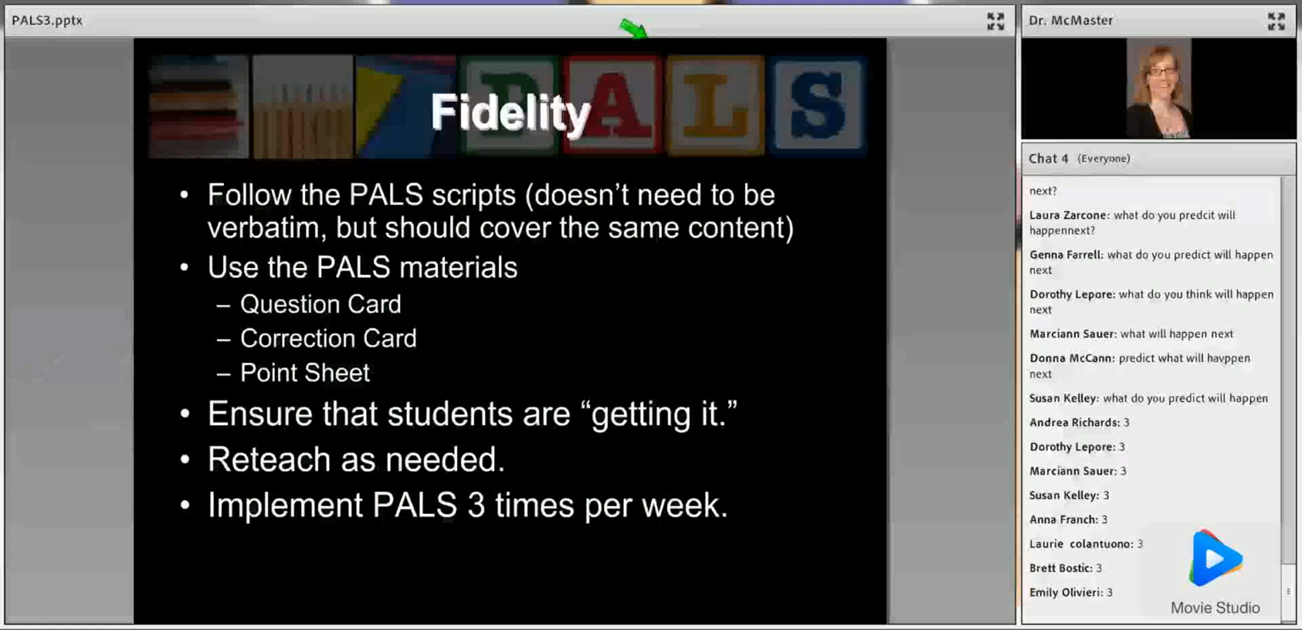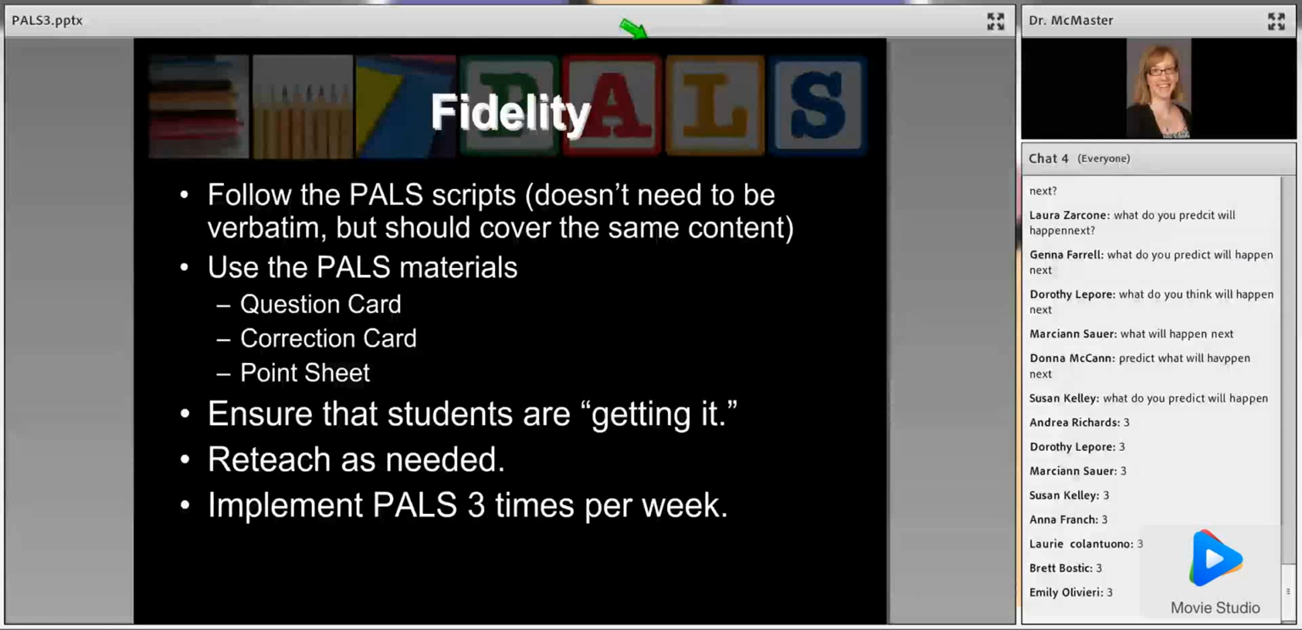This is just my fidelity reminder. We talked about this last time. But just a reminder that it's really important to follow the PAL script that really covers all of the information to help your students understand the procedures. And it really doesn't need to be verbatim, but make sure you cover the content in those scripts. You can use the materials provided, like the King Damien story or Forgetful Fae.